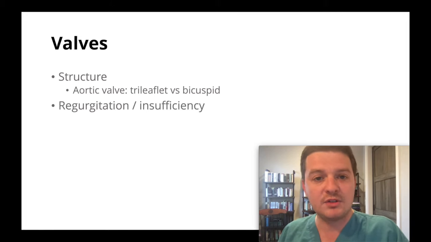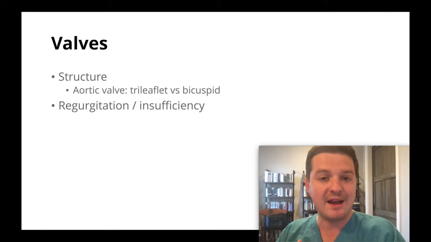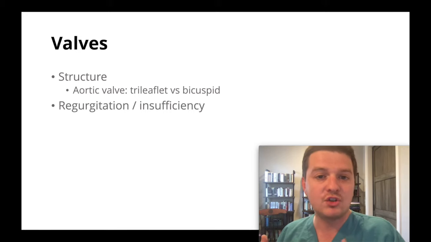Each valve will also describe the amount of regurgitation, also known as insufficiency. So this simply means that when the valve closes, does blood leak backwards through it or not? Trace insufficiency, mild insufficiency is very common. We see that very frequently. If it's mild, it may require some follow-up over the years, but it's nothing urgent.